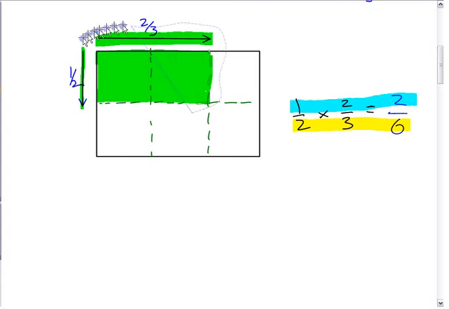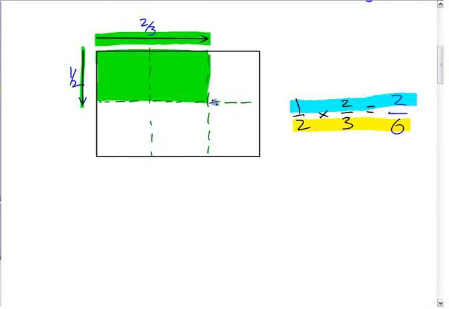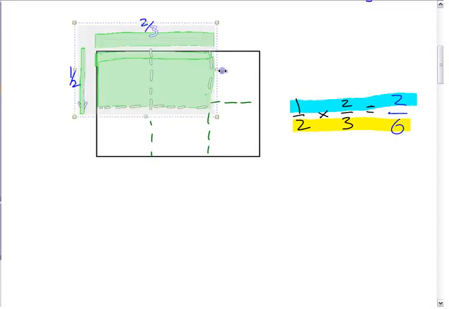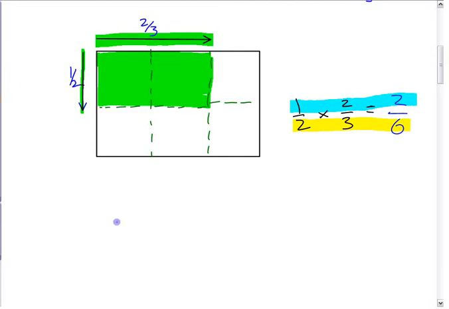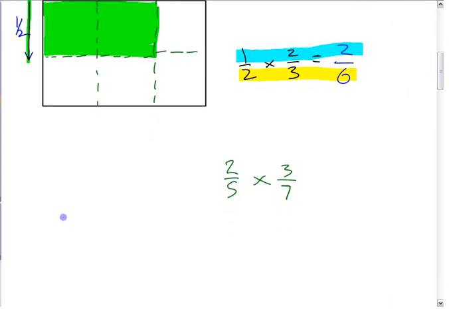I don't know if this is going to work here, but we'll try. If we want to do a half times 2/3 here, you stretch this out to a half, stretch that out to 2/3, you got 2/6 of the rectangle. If I was to tell you we were multiplying now 2/5 times 3/7, if we were doing the paper folding, that would be kind of tricky because you have fifths and sevenths.